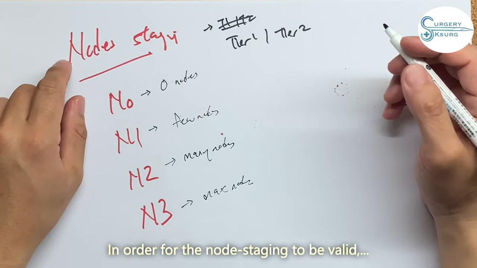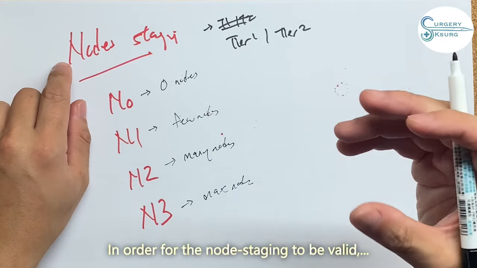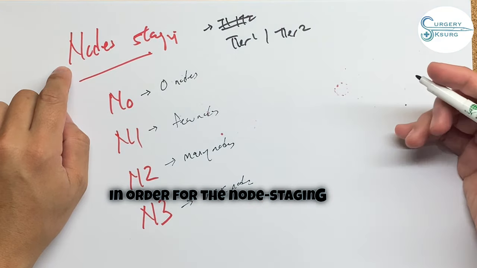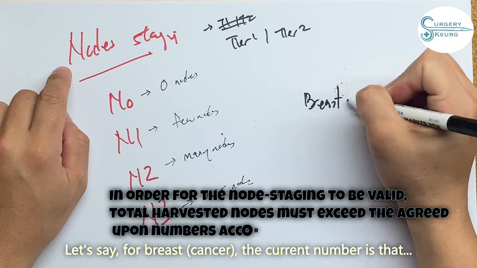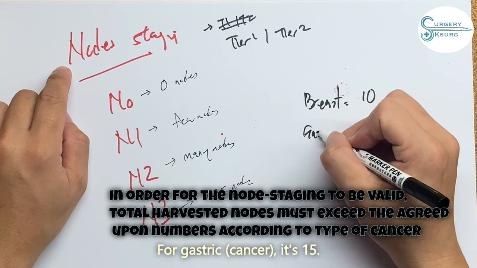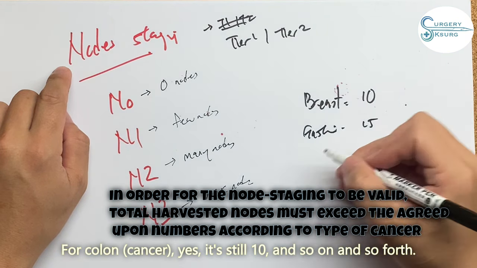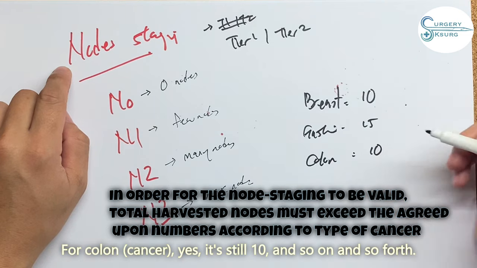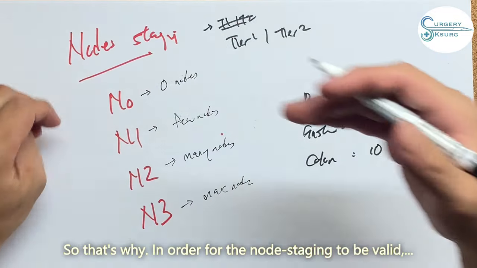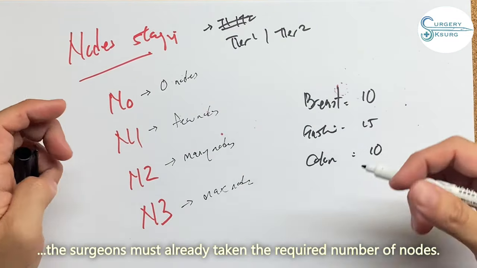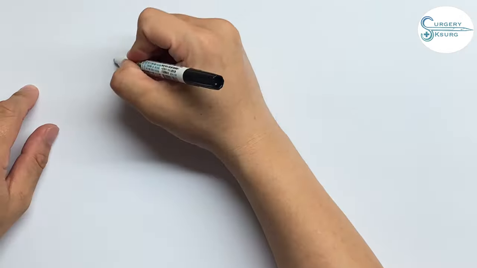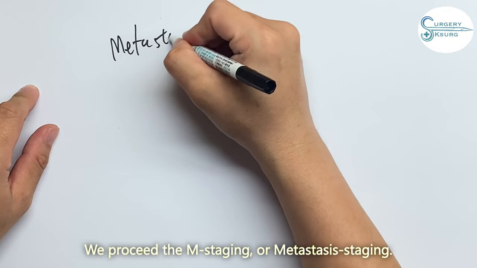So in order for the node staging to be valid, the harvested lymph nodes, every cancer has different numbers. Let's say breast, the current number, you must take at least 10 lymph nodes. Let's say gastric is 50. Colon, yes, it's still 10. And so on and so forth. So that's why in order for the node staging to be valid, the surgeon must have already taken the required number of nodes.